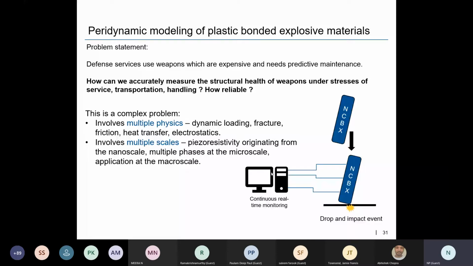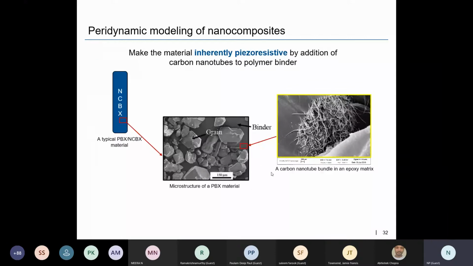So just to give you an idea of what the material looks like, the material is a composite material at the microscale. So if you look at the microstructure of the material, it has two phases. It has a granular phase, which is embedded in a polymer binder. These materials are not piezoresistive by themselves, but by adding carbon nanotubes to the polymer binder material, you can make the material inherently piezoresistive.